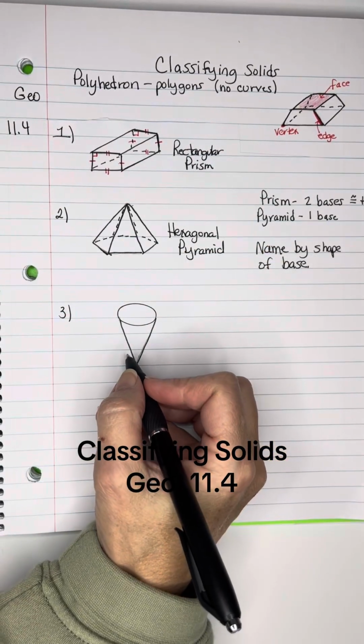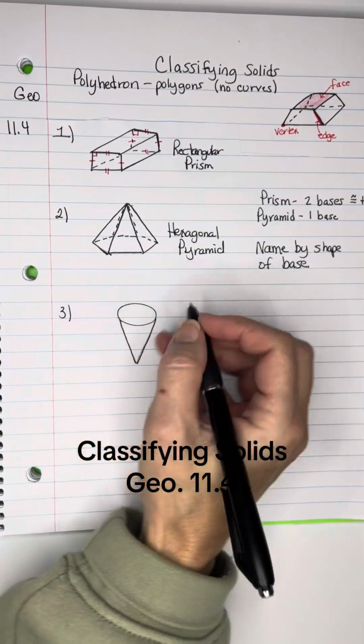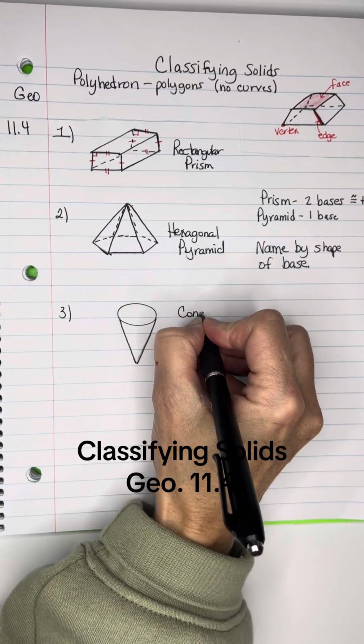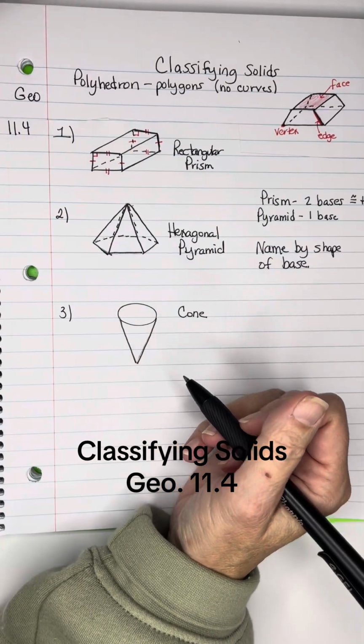Now this right here is not a polyhedron because of the curve, so I'm only going to call him a cone. He's not a polyhedron.